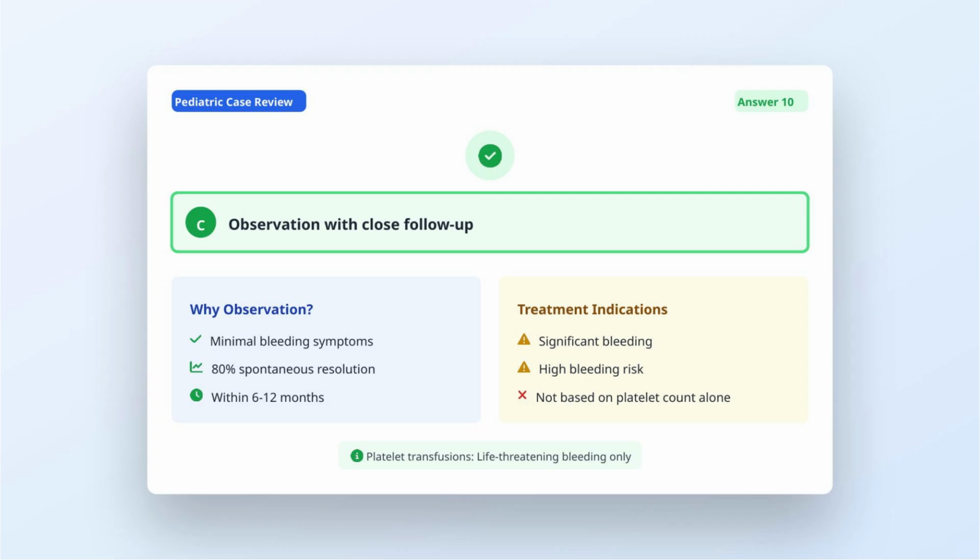For a child with minimal bleeding symptoms and no significant risk factors, observation with close follow-up is the preferred initial approach, regardless of the platelet count. This is supported by current guidelines recognizing that approximately 80% of pediatric idiopathic thrombocytopenic purpura cases resolve spontaneously within 6 to 12 months. Treatment is indicated primarily for significant bleeding or high bleeding risk, not based on platelet count alone. Platelet transfusions are generally avoided unless there is life-threatening bleeding.